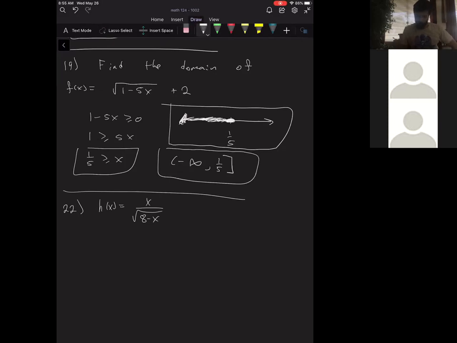Okay, so let's find the domain of this one. This is a little bit different now because we have the square root in the bottom of a fraction. So first, let's just write the instructions: find the domain. Now let's write out those questions.